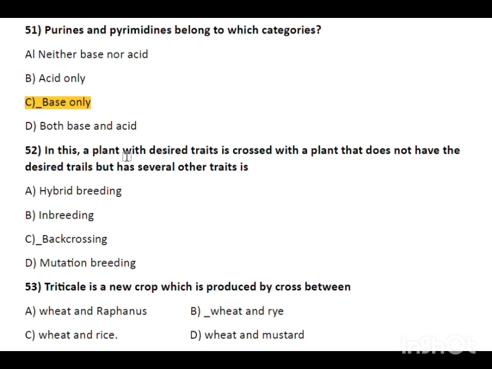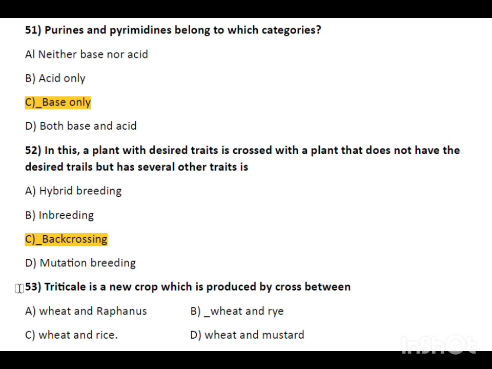Question number 52. In this, a plant with desired trait is crossed with a plant that does not have the desired traits but has several other traits. Option A hybrid breeding, option B inbreeding, option C back crossing, option D mutation breeding. The correct answer is option C back crossing.